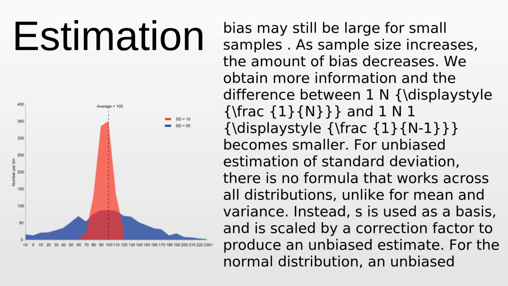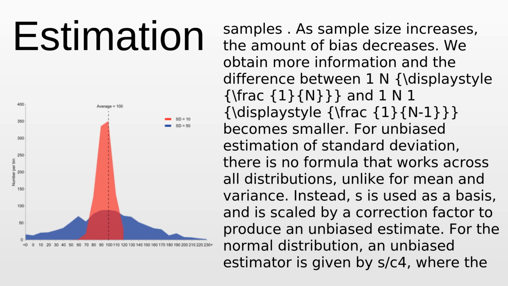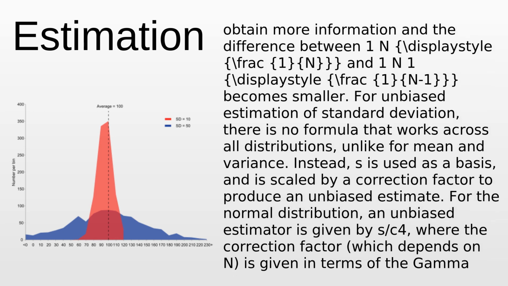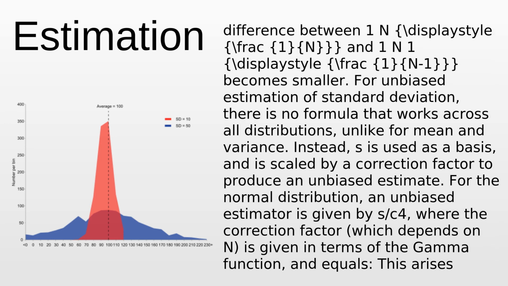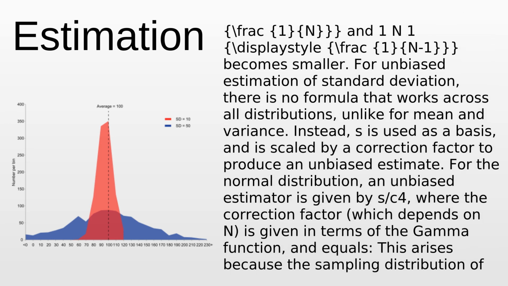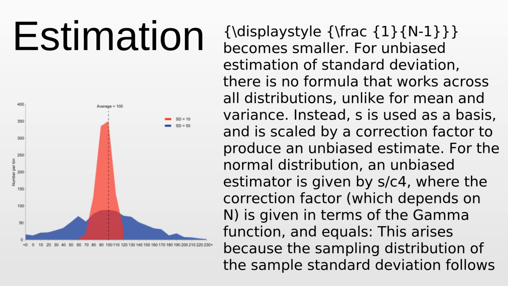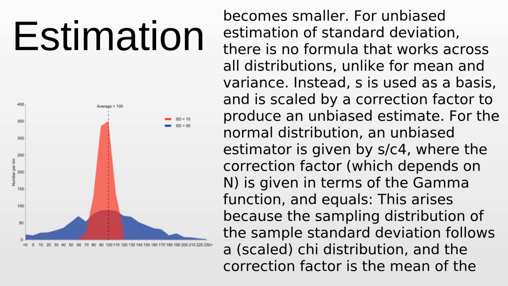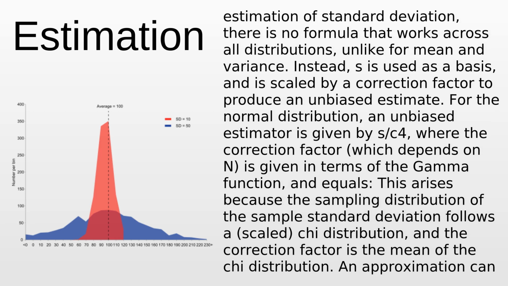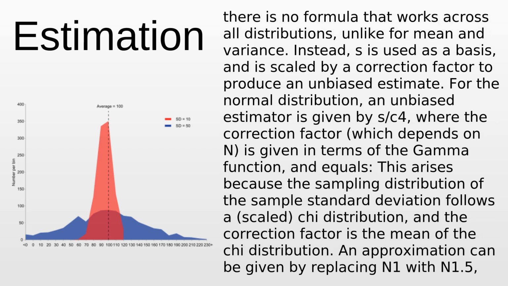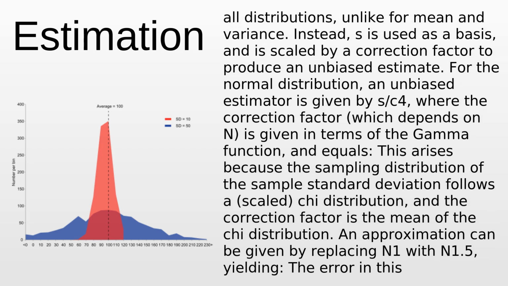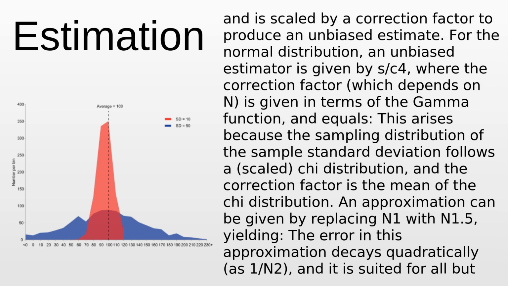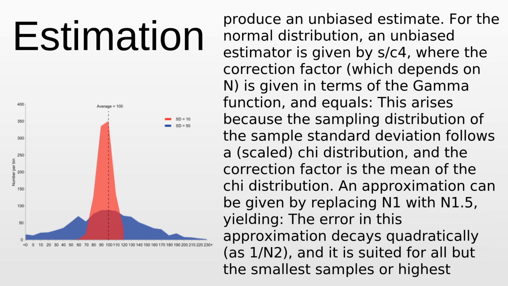For unbiased estimation of standard deviation, there is no formula that works across all distributions, unlike for mean and variance. Instead, S is used as a basis, and is scaled by a correction factor to produce an unbiased estimate. For the normal distribution, an unbiased estimator is given by S/c_4, where the correction factor, which depends on n, is given in terms of the gamma function. This arises because the sampling distribution of the sample standard deviation follows a scaled chi distribution, and the correction factor is the mean of the chi distribution.